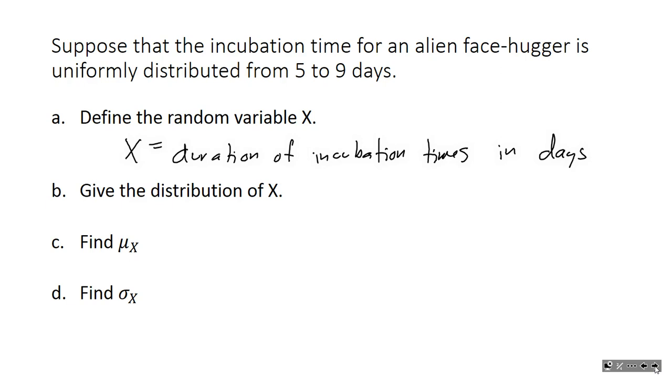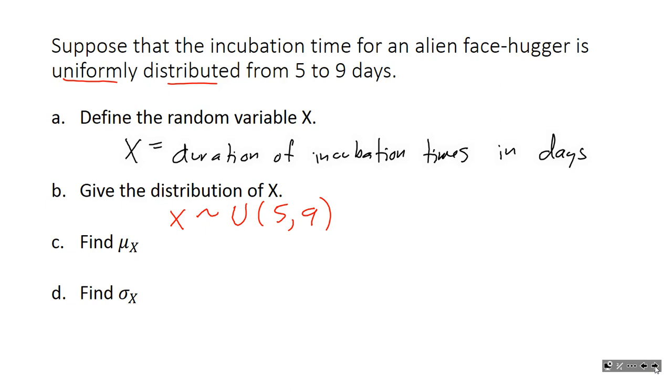Next, give the distribution of x. Well, we were told that it's uniform. So x would be, we use U for uniform, uniform from 5 to 9. And C and D are just review problems, okay? But I had my reasons for putting them in here.